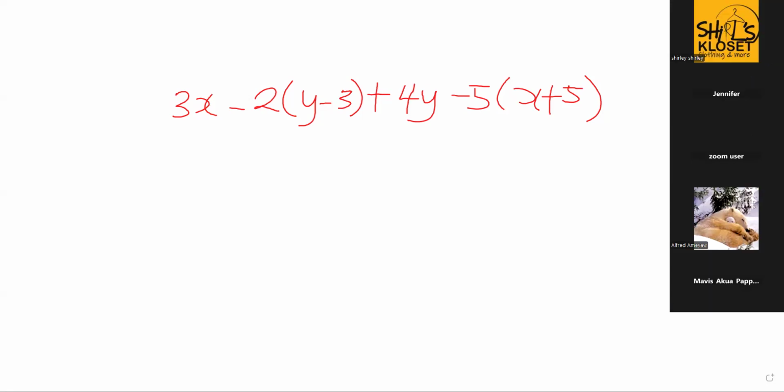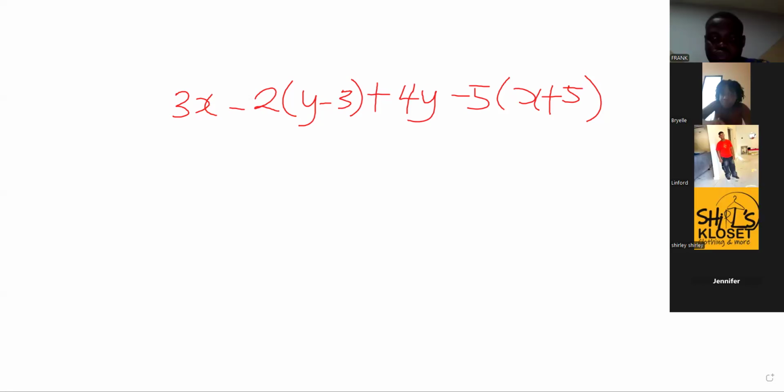The first term is what? 3x. Good. Second term. 2 into bracket y minus 3. Very good. Third term. 4y. And the fifth term. Minus 5 into bracket x plus 5. So if you observe, the multiplications are in the second and the fourth terms. Can you see that? Yes. So it is the second term that we are going to multiply and then the fourth term. So you go ahead to the multiplication.